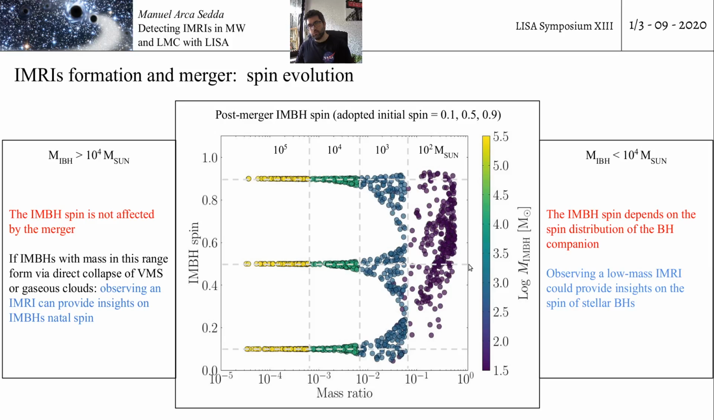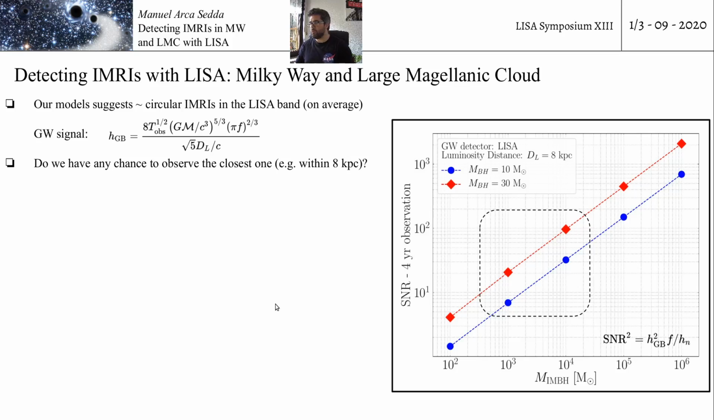While if we go to lower IMBH masses and higher mass ratios, the effect of the companion spin is crucial in determining the final spin of the IMBH. And so in this mass ratio range we can use IMRIs to get insights on the overall spin distribution of stellar mass black holes in these kinds of star clusters. Now the big question is whether we can observe these kinds of sources, especially in our backyard.